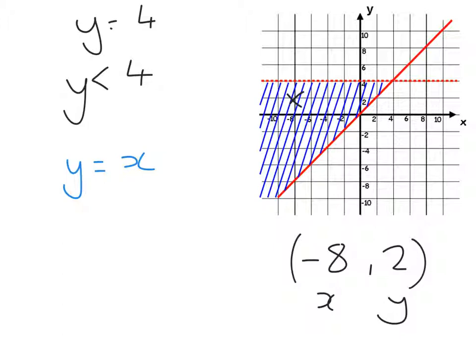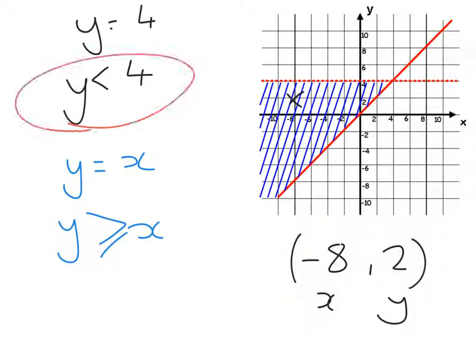Then we go back to our coordinate picked earlier. We look at the y bit, well that's 2. And we look at the x bit, that's -8. So obviously the y is always bigger than the x, because the 2 is bigger than the -8. So y is always bigger than x. But it's solid, which means I have to include this line. And then you would simply write down both of these as your answer. 2 lines, 2 inequalities.